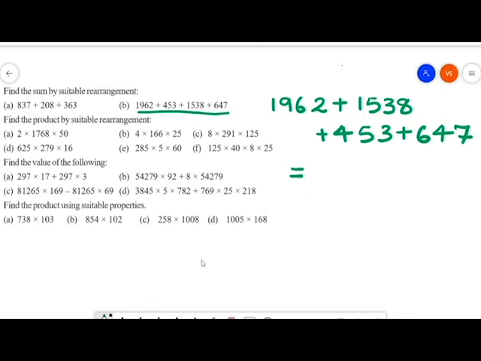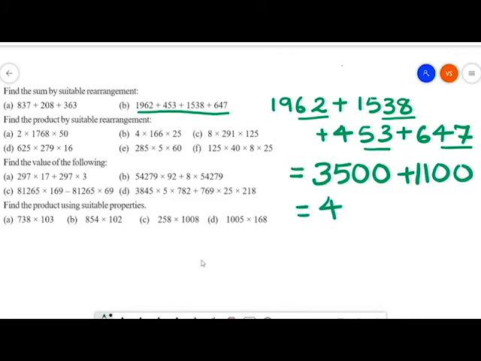Now let's see this question. When we rearrange it, we will rearrange it in this way because we know 62 and 38 will give us 100, 53 and 47 give us 100. So this will become 3500 and this will be 1100 and the final answer is 4600. So this is how we should rearrange and make the arithmetic calculations easier.